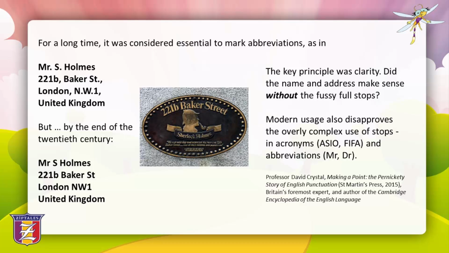The key principle, explained by English linguist David Crystal in his excellent book, Making a Point: The Pernickety Story of English Punctuation, was clarity. Did the name and address make sense without the fussy full stops? Yes. So let them go. And that's what's happened. Modern usage also looks down on the overly complex use of stops in acronyms and abbreviations. Don't bother.